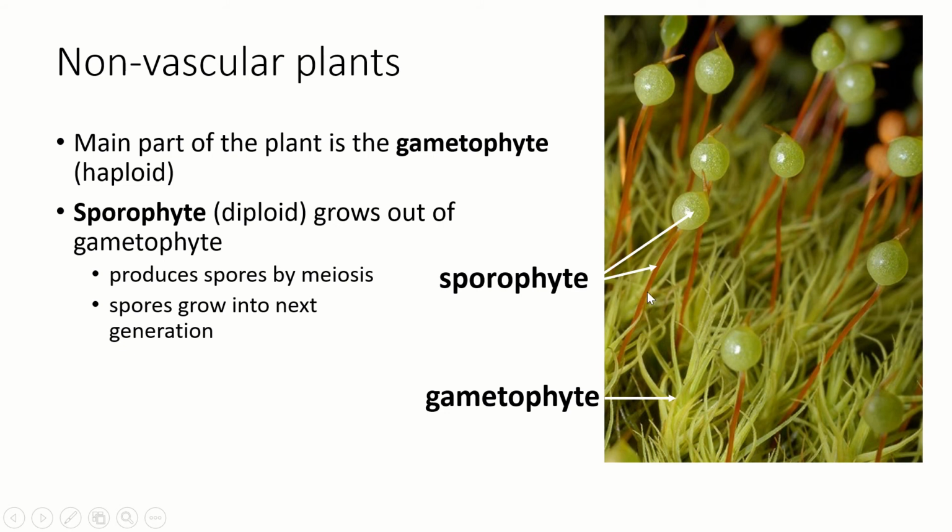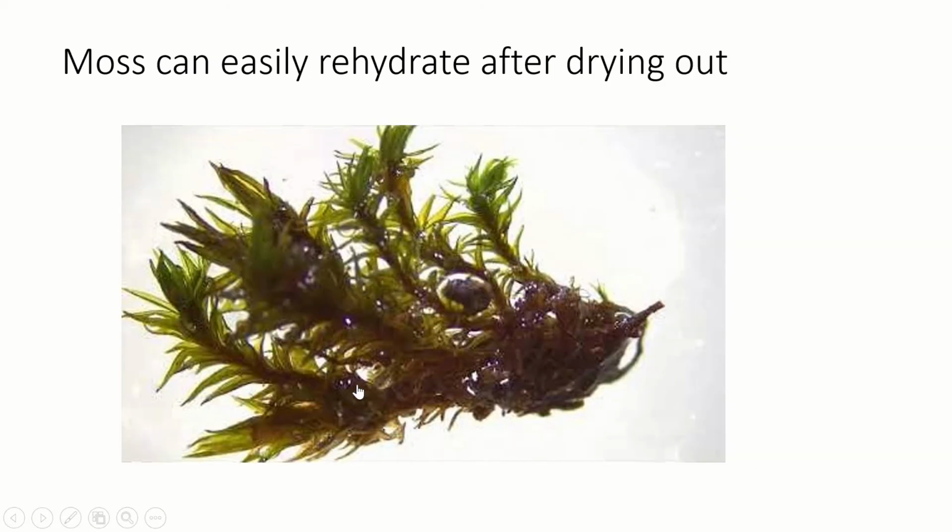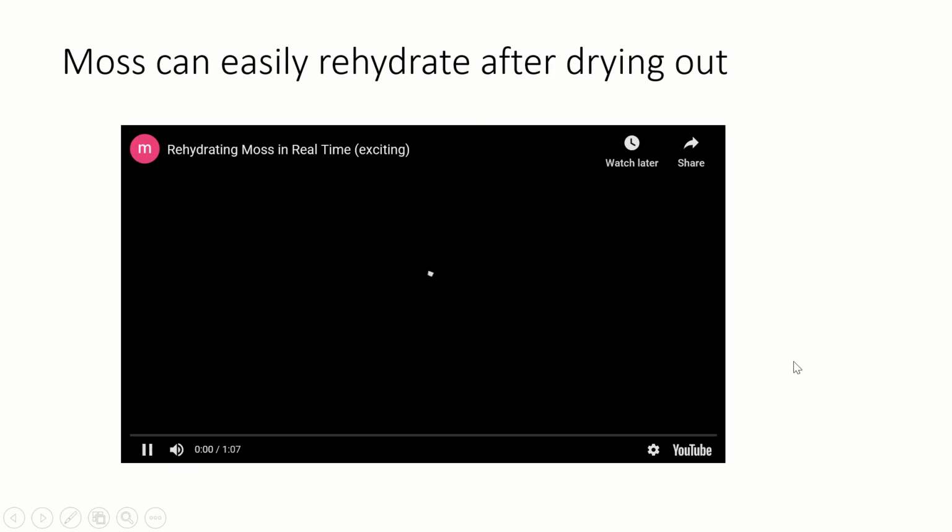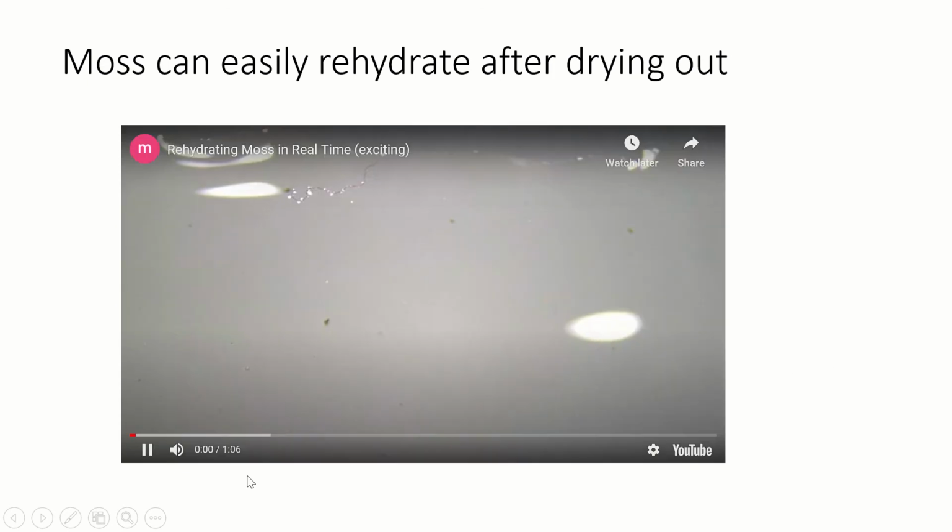So this is all gametophyte, this is sporophyte. And if you look closely at moss that you see around, if it's been living in good conditions, then you will see these little sporophyte structures sticking out of it. The other cool thing about mosses is that they can rehydrate after being dried out.